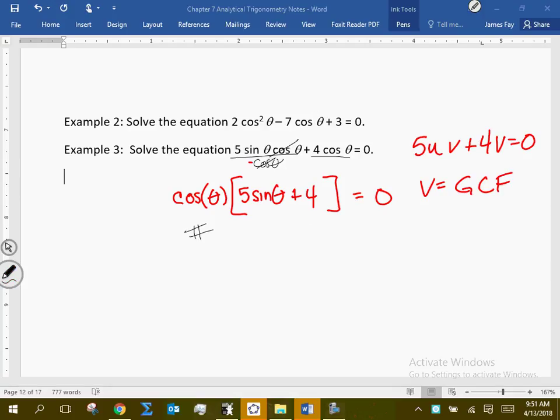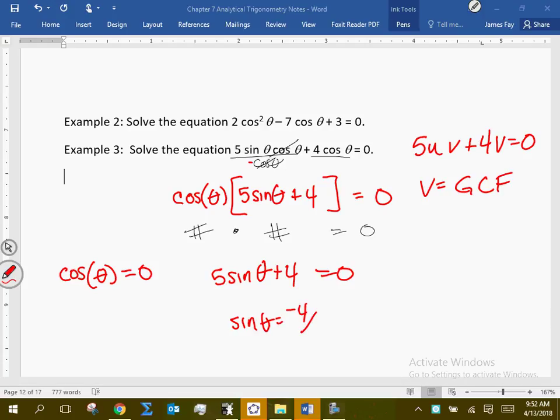Is cosine theta just a number? Is 5 sine theta plus 4 just a number? When I multiply 2 numbers together and I get 0, what does it tell you about those 2 numbers? One of them has to be 0, right? So cosine theta is 0, or 5 sine theta plus 4 is equal to 0. Does this one give me sine of theta equals negative 4/5? And this one's kind of trivial in regards to solving. It's already done, right?